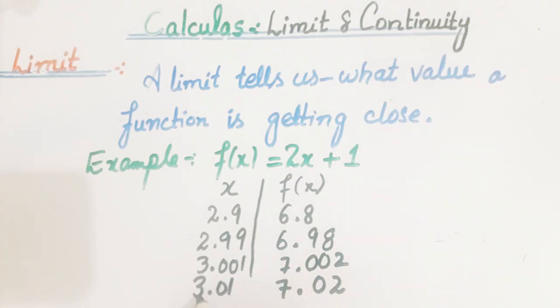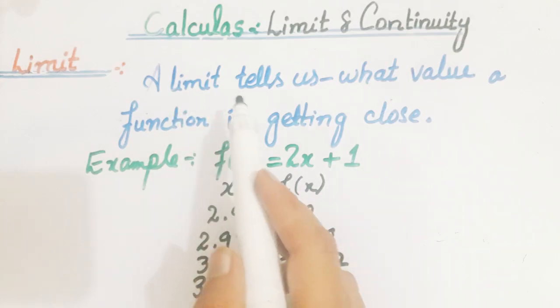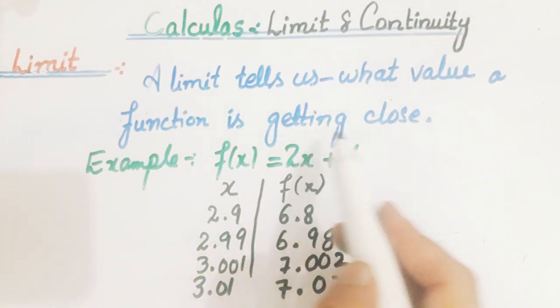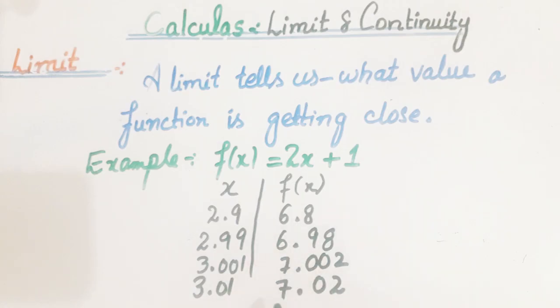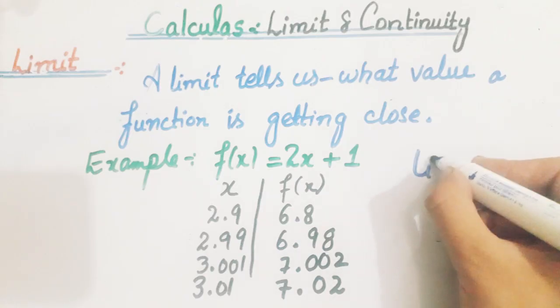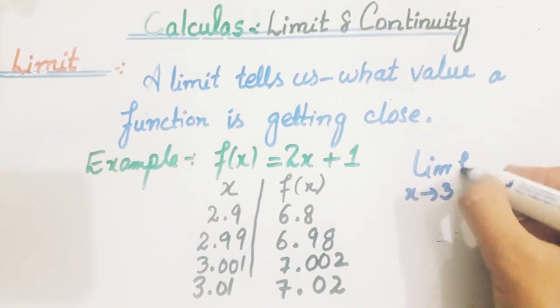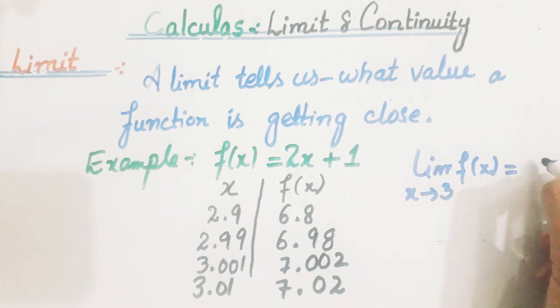So we can say this is the limit. Not exactly 3, it approaches 3. So 3 is the limit that satisfies this definition. A limit tells us what value of the function is getting close. So the value of the function is getting close to 7 and the value of x is getting close to 3. So we will define this concept as limit x approaches 3, f of x equals 7.